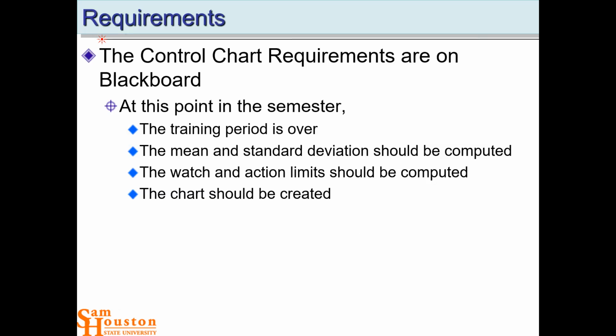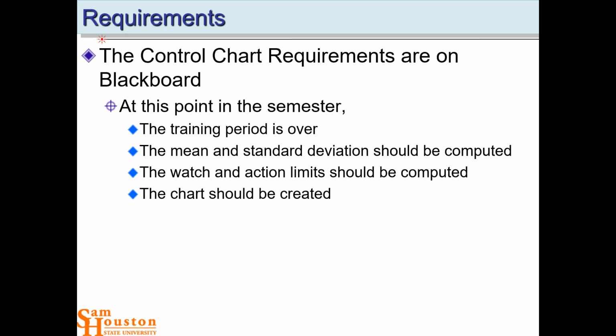So the requirements are, at this point of the semester, the training period's over, you should have 15 data points. If you have 14, that's fine. Just tomorrow, after your next data point, that will end the training period. Whenever you have 15 data points, that's all we're going to use for our training period. It doesn't matter if it ends on a Tuesday.